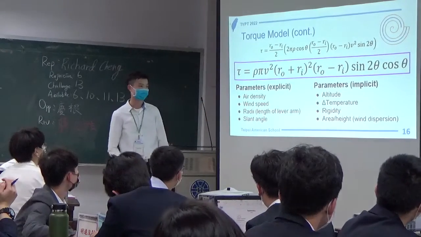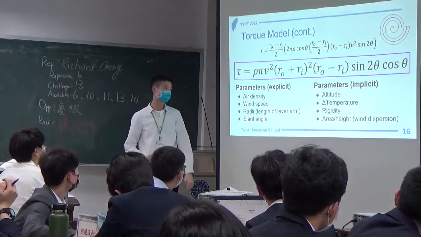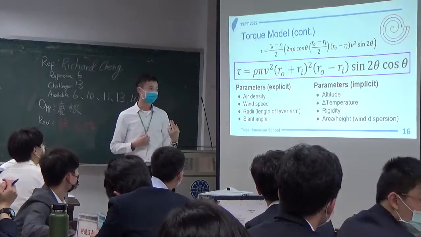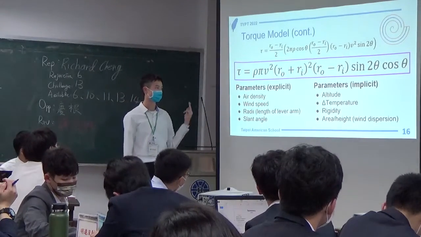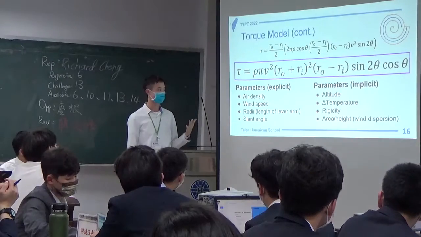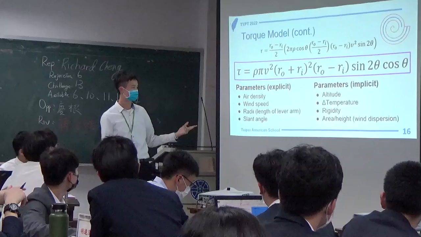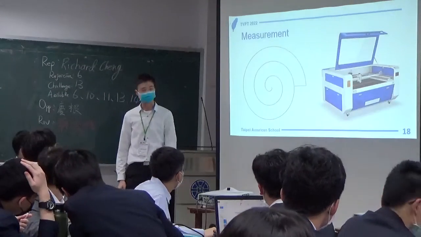So I can derive a few parameters from this equation, such as wind speed, air density, the radii, the length of the lever arm, and the slant angle. Other parameters I can derive from these initial parameters are altitude and temperature, which affect air density, the rigidity of the spiral, which affects the slant angle, and the area and height, which affect both wind speed and the length of the lever arm. So I'll move on to my demonstration.